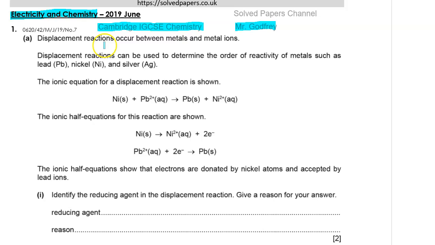I prefer topical questions when it comes to revision and preparation for exams. I find revision topic-wise very effective, and I encourage you to read your notes and your textbook on electricity and chemistry, and then join me in solving these questions that were set on June 2019. These are structured questions, and you will find it easy when the knowledge is still fresh in your mind concerning this topic of electricity and chemistry.